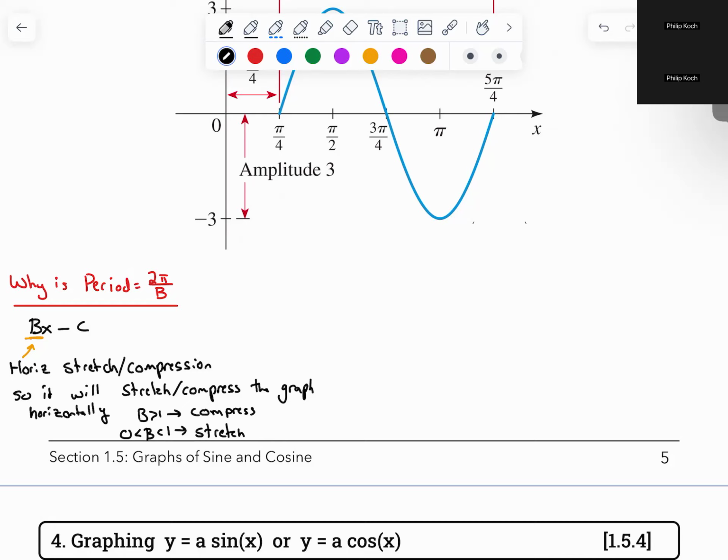So why is the period 2 pi over b? It's because if b is greater than 1, you're going to compress the graph. So it's going to get shorter. It's going to get smaller, which would make sense. If b is greater than 1, it's going to start making 2 pi over b smaller, right? This is the classic thing that students, well, Americans in general, don't realize: if I've got a larger number in the denominator, the result is a smaller number. The bigger the number in the denominator, the smaller the overall number. Whereas if it's a number less than 1, it's going to make it larger. And so this is that whole thing.